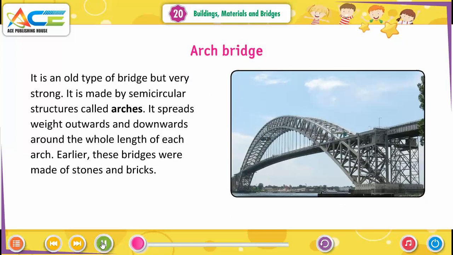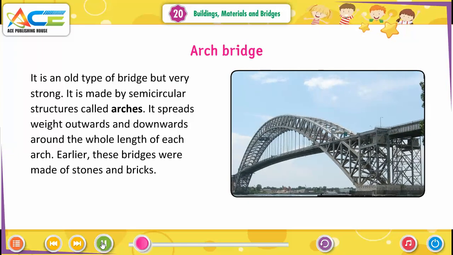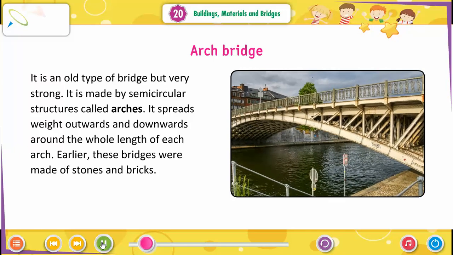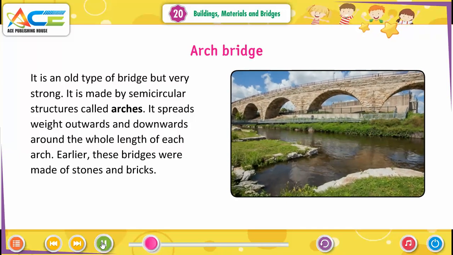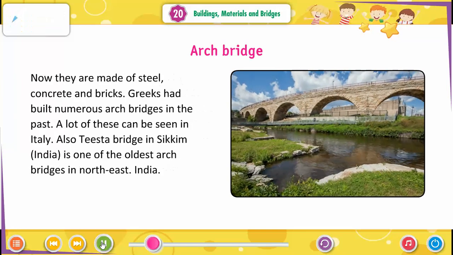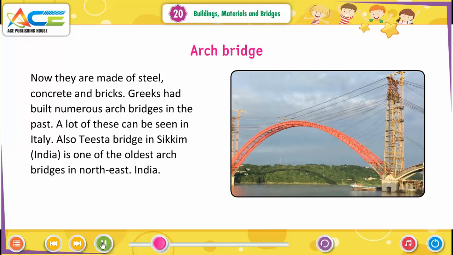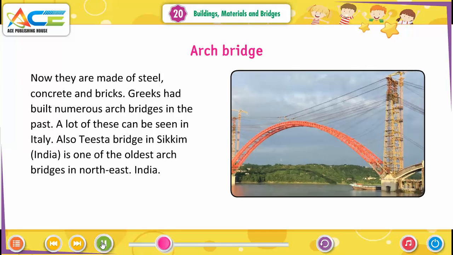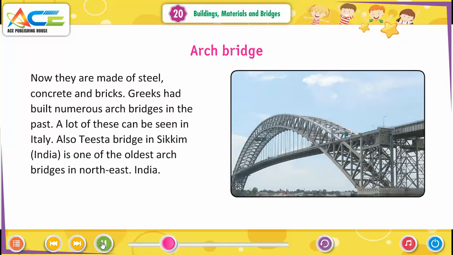Arch bridge. It is an old type of bridge but very strong. It is made by semicircular structures called arches. It spreads weight outwards and downwards around the whole length of each arch. Earlier, these bridges were made of stones and bricks. Now they are made of steel, concrete and bricks. Greeks had built numerous arch bridges in the past. A lot of these can be seen in Italy. Also, Teesta Bridge in Sikkim, India is one of the oldest arch bridges in northeast India.